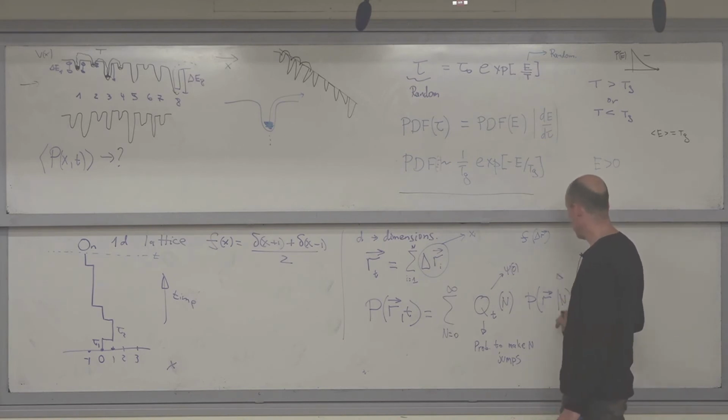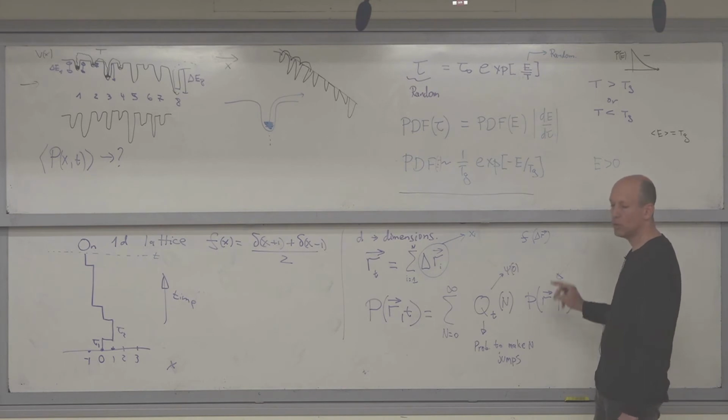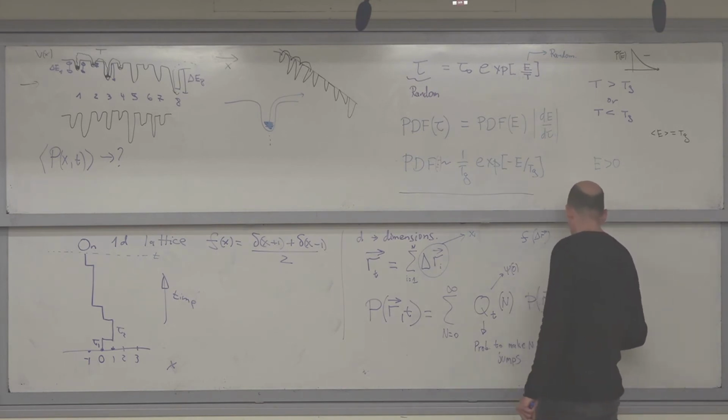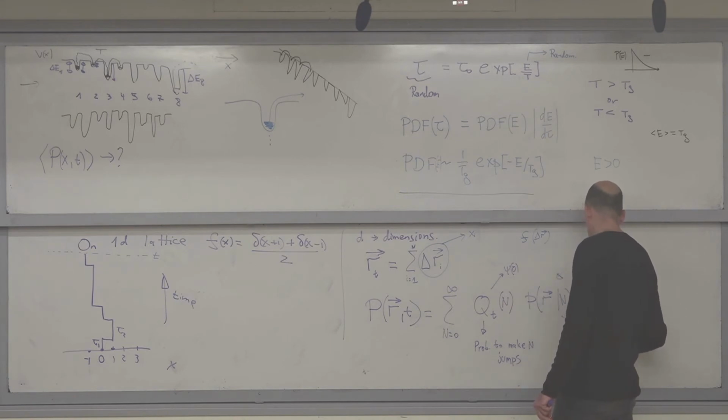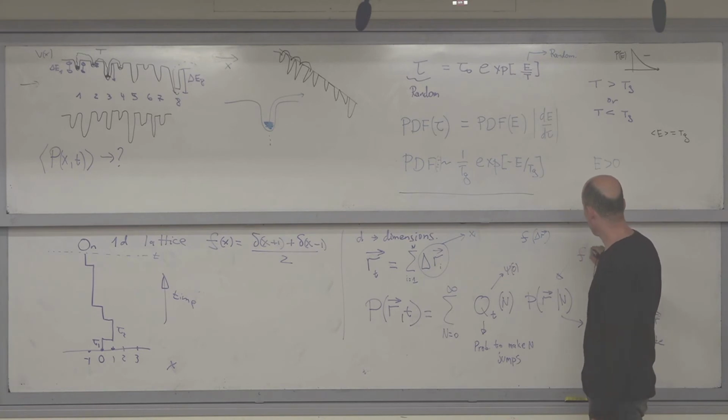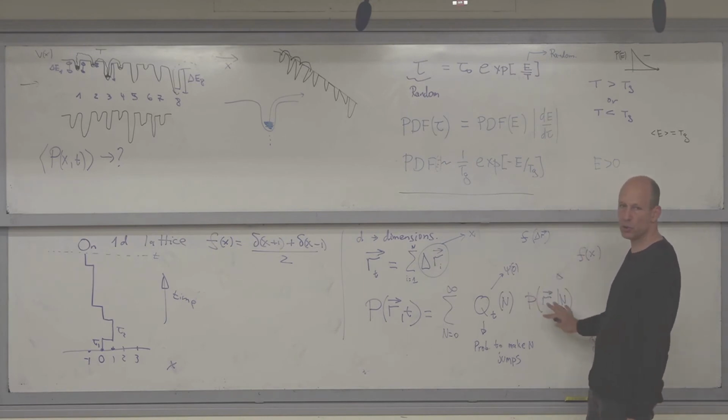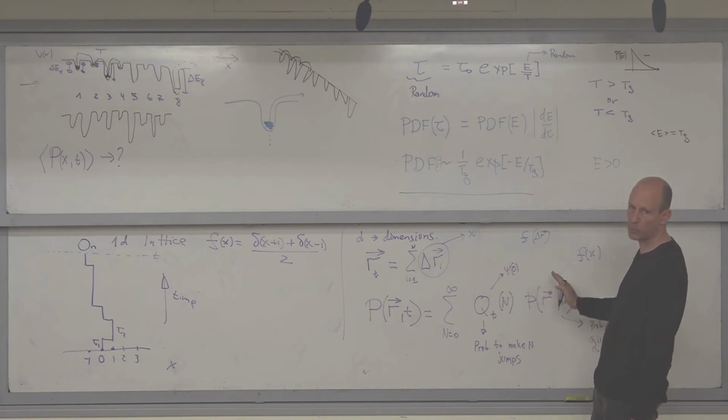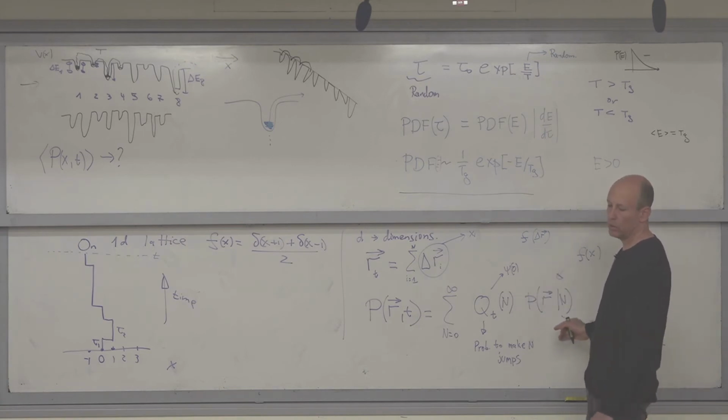This, on the other hand, is the probability of being on r given that you did exactly n jumps. This is the probability density of being on r given that you made n jumps. This PDF is related to this f of x or f of delta r in general. But this part is just the usual random walk, because in the usual random walk you had exactly n jumps. So this part is the usual discrete time random walk.